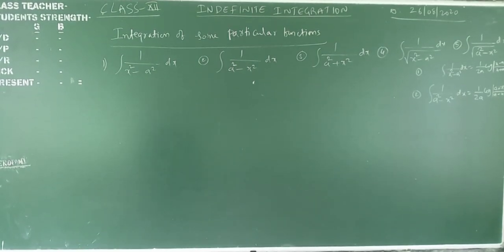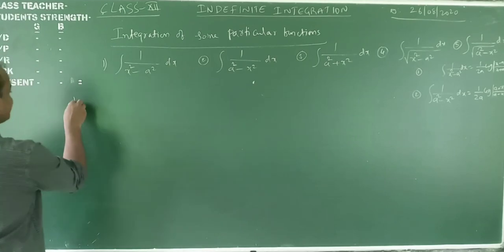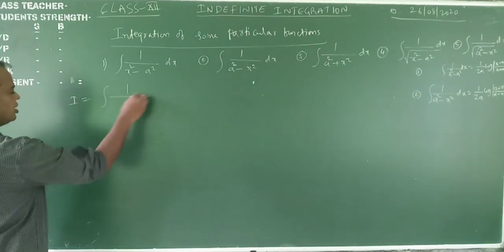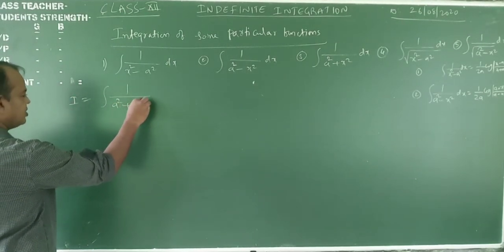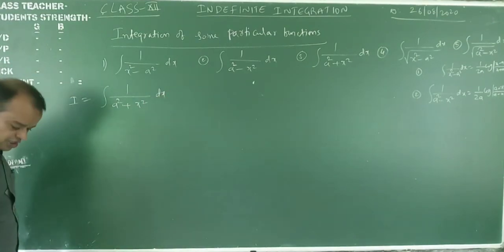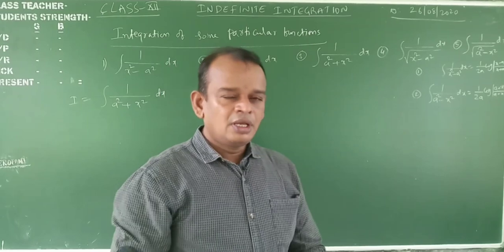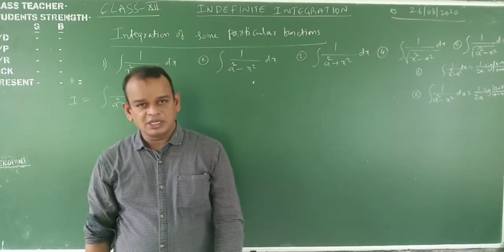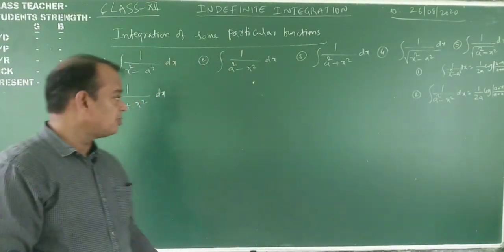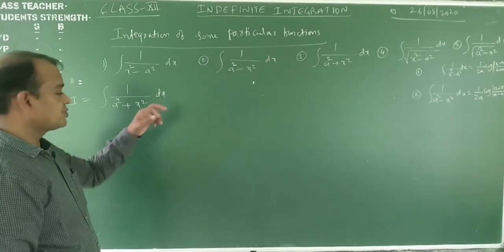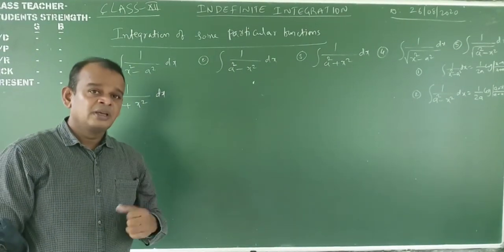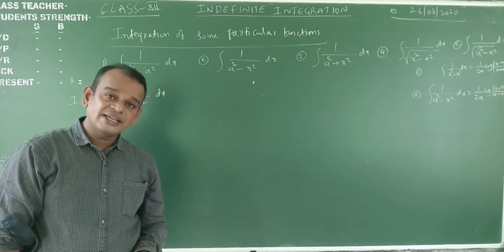Now we are going to the next problem. Integral of 1 by a square plus x square. I is equal to integral of 1 by a square plus x square dx. Already, in the substitution method, we have explained: for expressions of the type 1 by a square plus x square, or under root of a square plus x square, we must put x is equal to a tan theta.